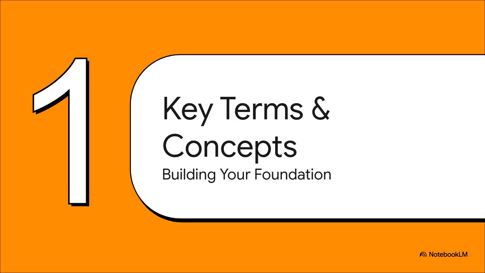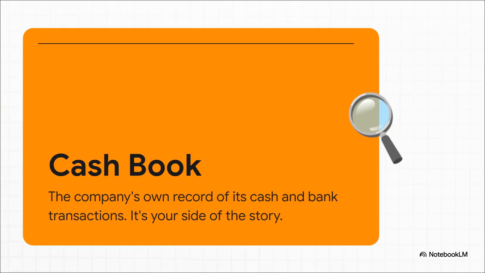Okay, first things first. We have to build a solid foundation. Let's make sure we're all on the same page with these key terms. Understanding these is essential. First up is the cash book. The best way to think about this is that it's your company's own diary for its bank account. Every bit of money that comes in, every bit of money that goes out, it gets written down here. This is your side of the story.